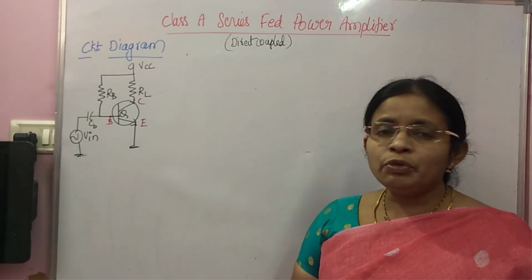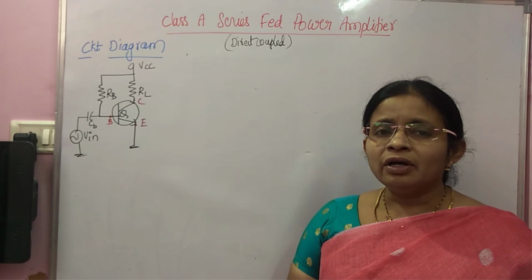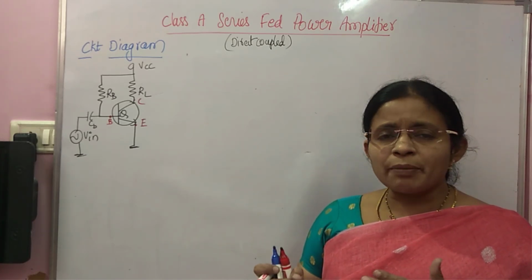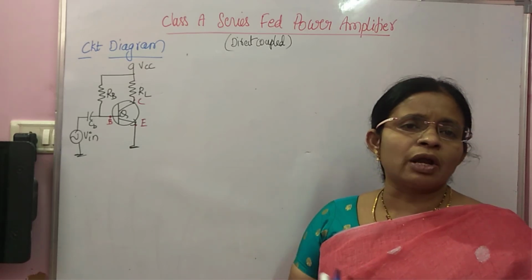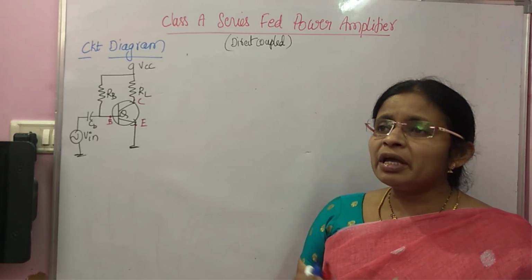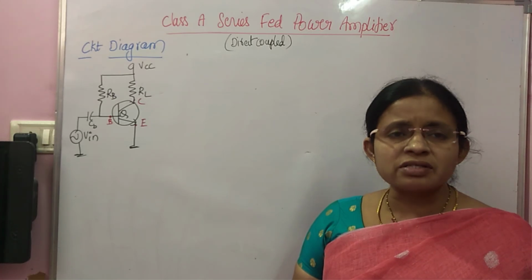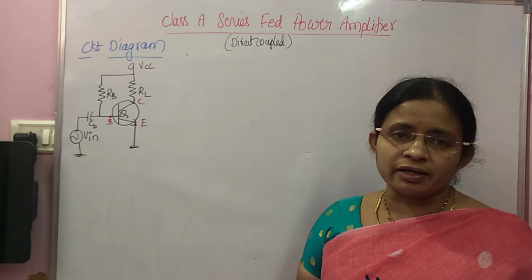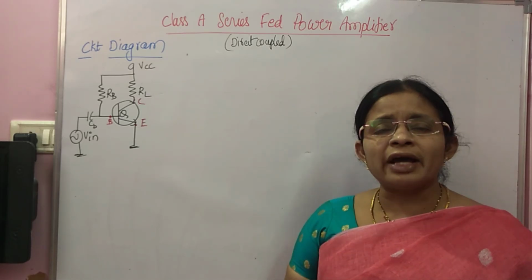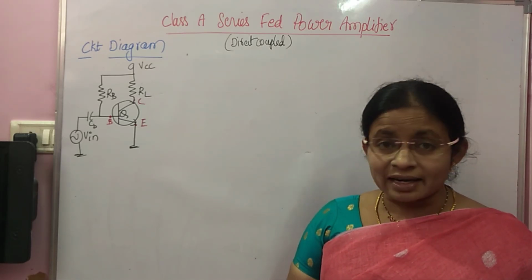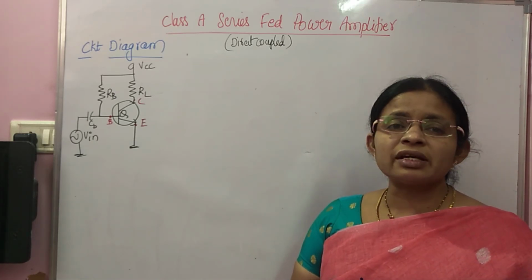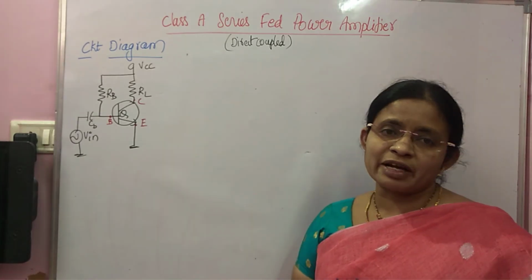Okay, we know the purpose of power amplifier: it will handle large signal. And the output of the power amplifier always feeds the loudspeaker, which means the load for the power amplifier is a loudspeaker. Instead of RL, you can keep a loudspeaker. Fine. What we are going to study in this concept is to derive the efficiency of Class A series fed power amplifier.